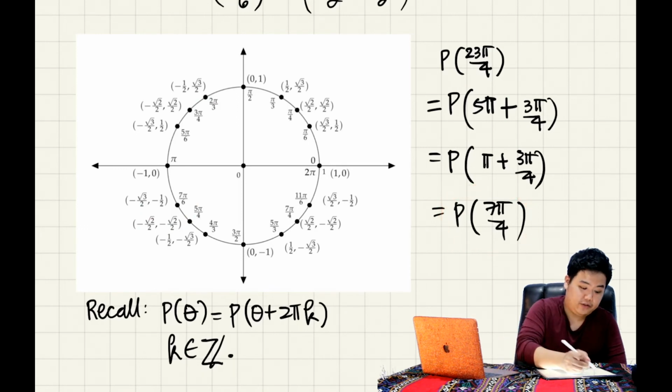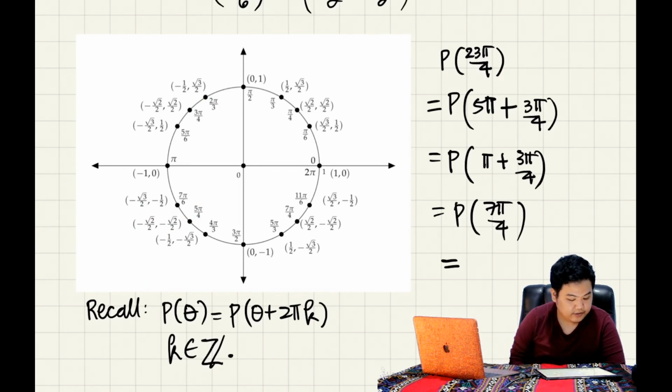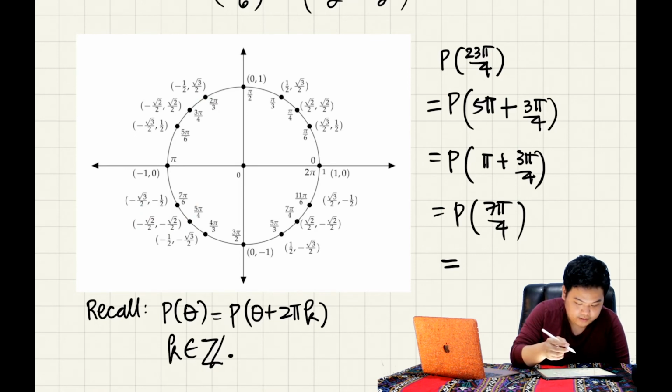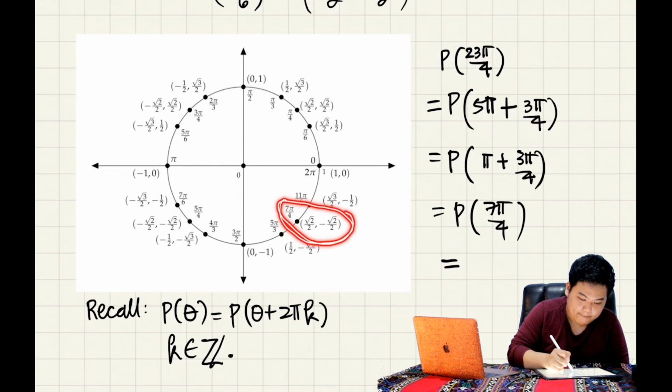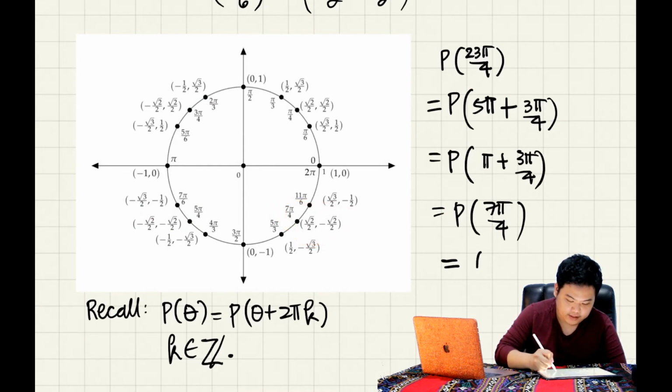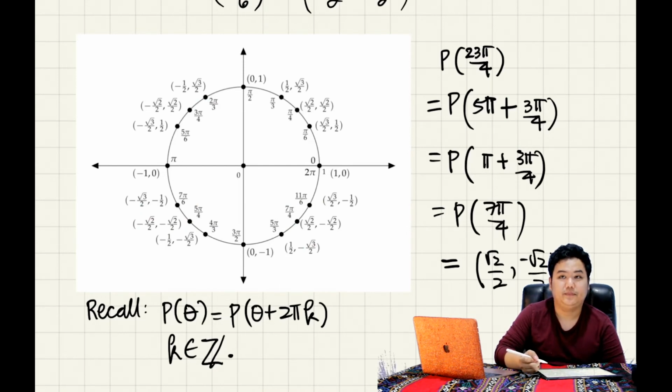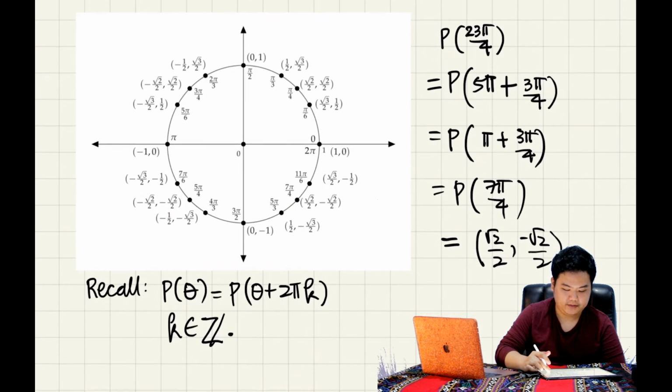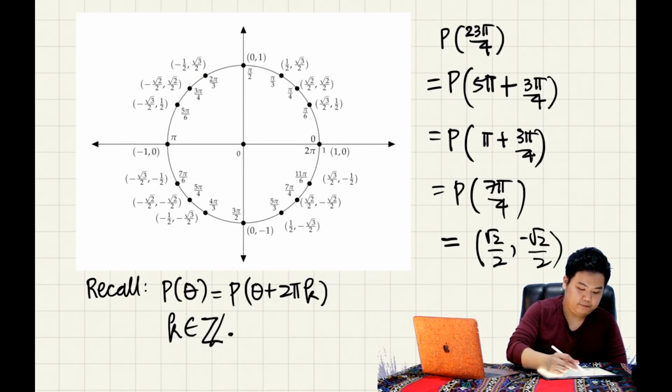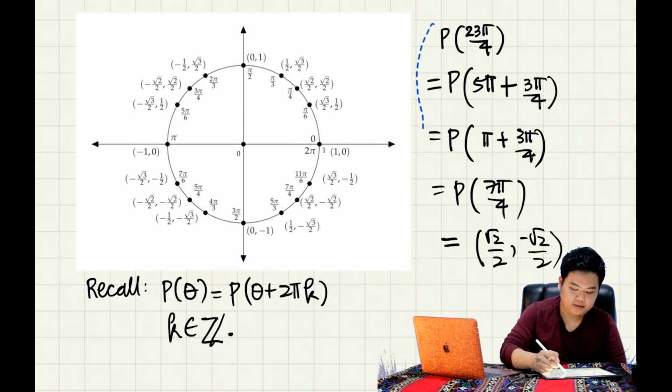At meron tayo nun, diba? P of 7 pi over 4, nasaan iyon? 7 pi over 4. Ito siya. Okay? So, that is square root of 2 over 2, comma, negative square root of 2 over 2. Okay? So, that is the answer for that problem. Okay, so let's do another one.